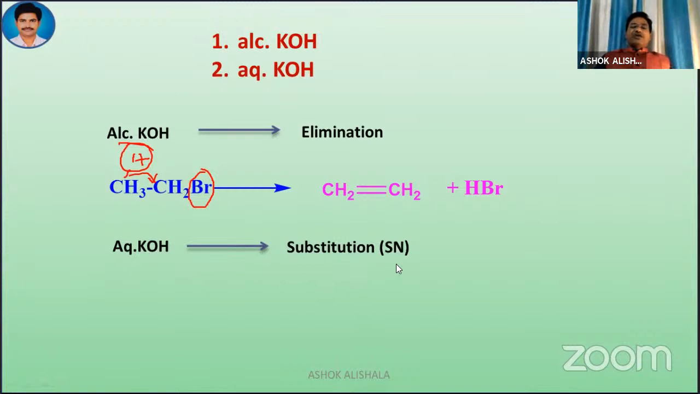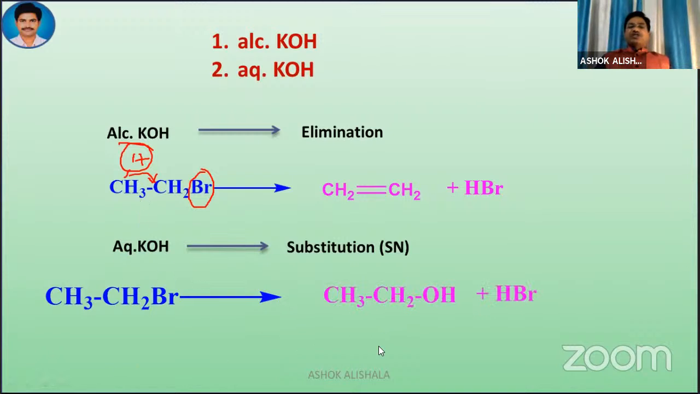When it is dissolved in aqueous solution, substitution takes place. When it is treated with alcoholic KOH, elimination takes place. See, this is an SN reaction, nucleophilic substitution reaction. When the same ethyl bromide is treated with aqueous KOH, you will get ethyl alcohol. Of course, the bromine is replaced by OH.